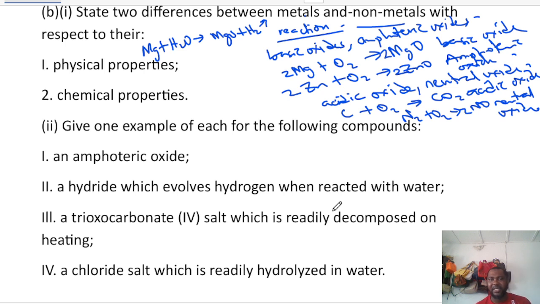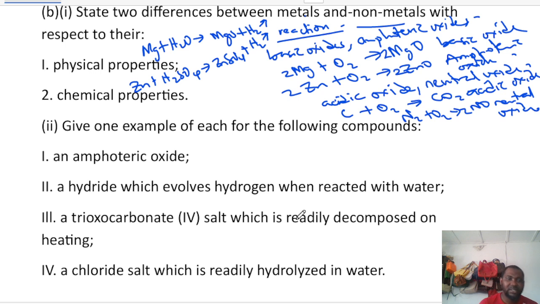Another difference again is that metals can react with acids to liberate hydrogen gas, but non-metals do not behave that way. Metals like zinc, for example, can react with H2SO4 to liberate hydrogen gas. So you have zinc sulfate plus hydrogen gas. These are very important things for us to note about the differences in the chemical properties of metals and non-metals.